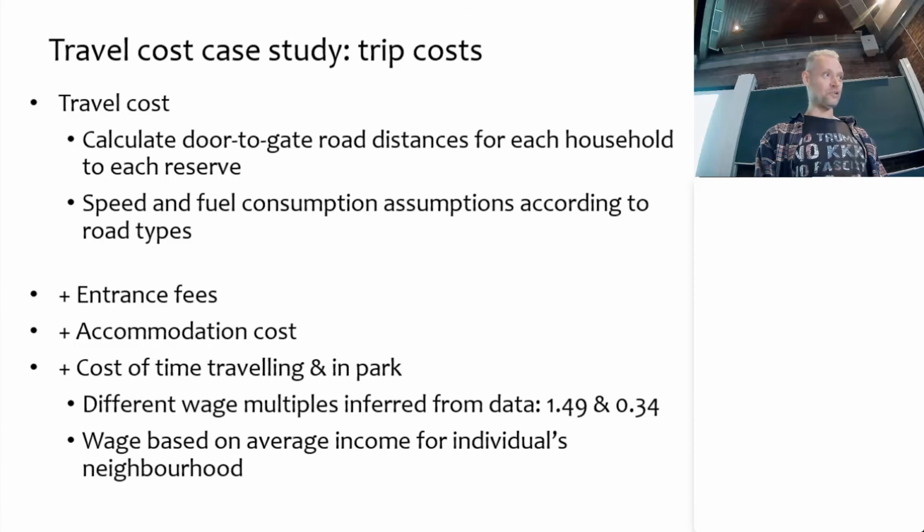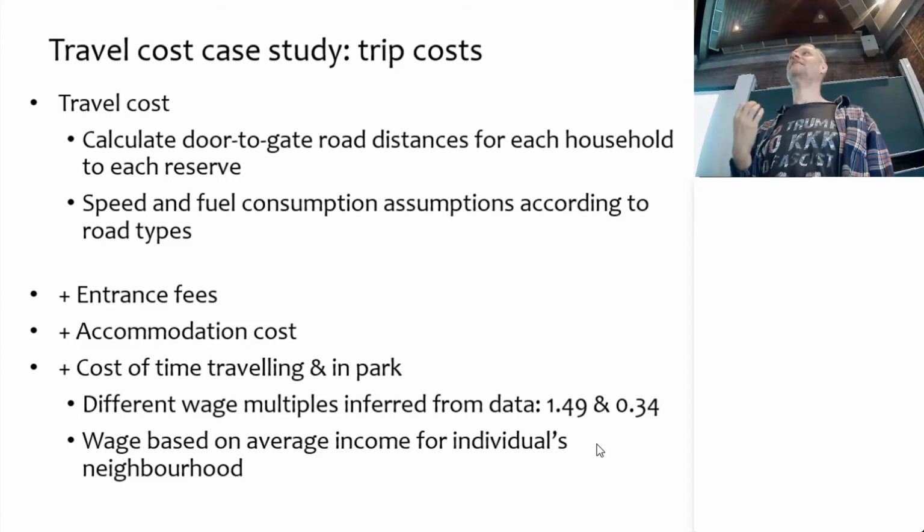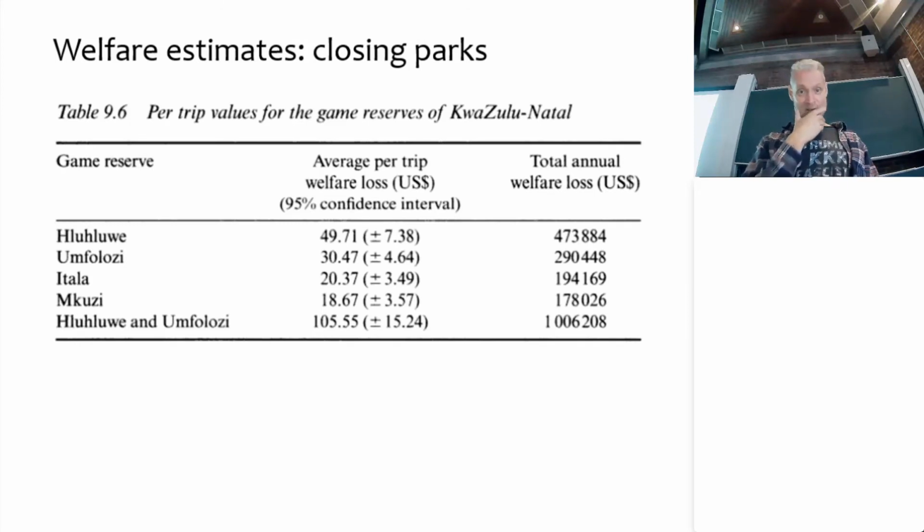And again, you need to assume wages. Wages were not observed in this study, but rather we know where they're from and we know the average income of the people in that area. So let's assume that the people who visited had that average income, right? If you make all these assumptions, then you can calculate the demand curve, and you can indeed calculate the consumer surplus. And here you see the numbers.